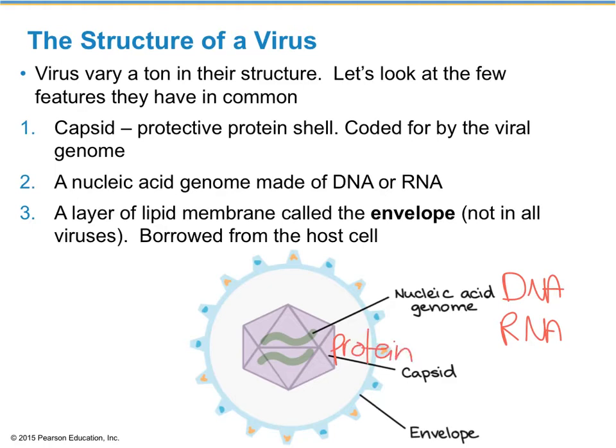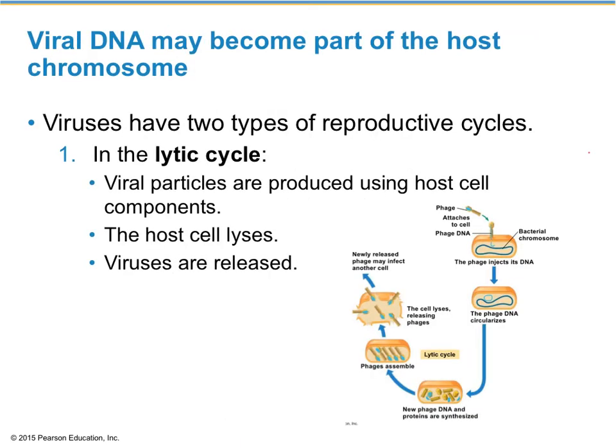Now, not all viruses, but some viruses, when they leave a cell or they lyse a cell, they'll take a little bit of our lipid membrane and use it as an envelope. And this will actually be their key to get into the next cell. Kind of tricky, huh? Viruses have two very different kinds of reproductive cycles.